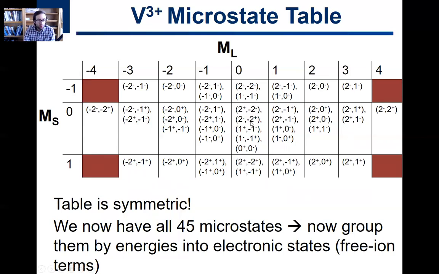And so what we're going to do in the next video is we're going to take those 45 microstates and we're going to group them by their energies into electronic states. These are called free ion terms. Remember, we're talking about atoms. They are free ions, so we're using atomic terms. We're going to use atomic term symbols here, not term symbols for molecules.